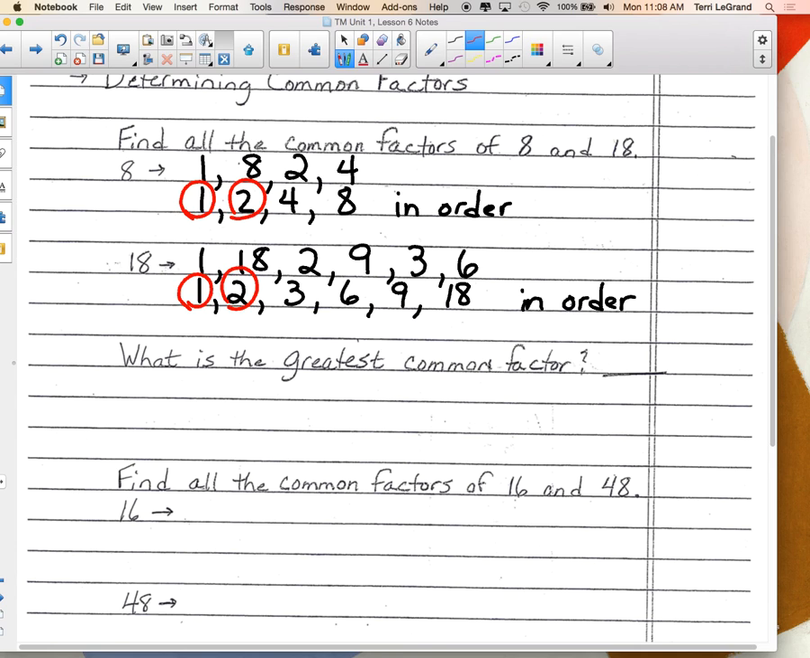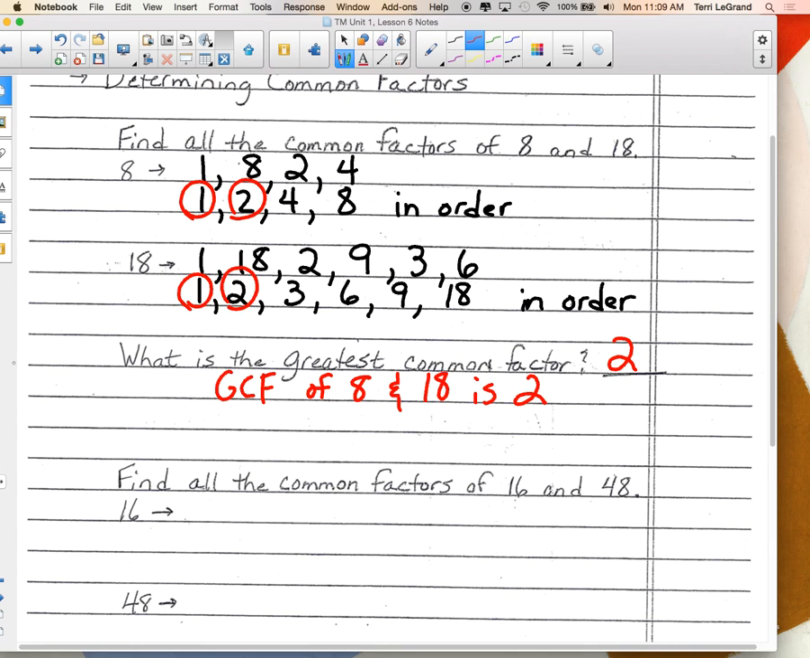Well, the reason we did that is so we could see what is the greatest common factor for these two numbers. What's the greatest of those circled ones? 2. We would say the GCF is 2. So we're going to write right here: GCF, that's the abbreviated form of greatest common factor, of 8 and 18, the two numbers we were finding the greatest common factor of, is 2. The biggest number that can be divided out of both of them, basically. Okay?